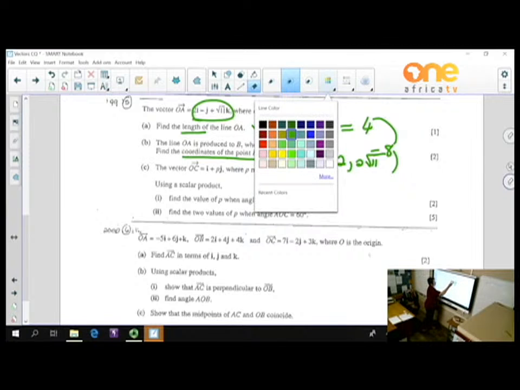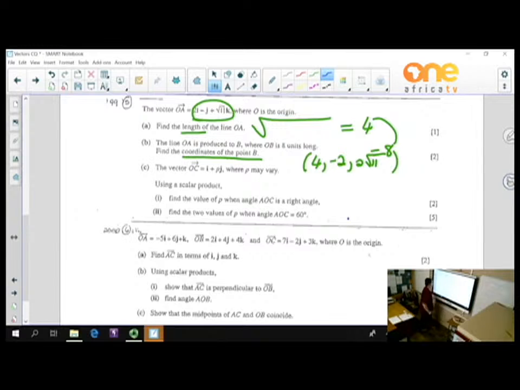Right, now the next one says, using scalar product, so the vector OC is i plus Pj. P may vary. Using a scalar product, what is that? A dot B, we know that by now. Find the value of P where the angle is a right angle. When will it be a right angle? If A dot B is equal to 0. If A dot B is equal to 0.